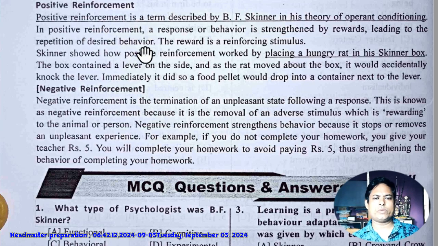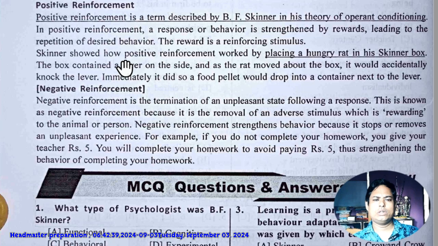Positive reinforcement. Positive reinforcement is a term described by B.F. Skinner in his theory of operant conditioning. In positive reinforcement, a response or behavior is strengthened by rewards, leading to the repetition of the desired behavior. The reward is the reinforcing stimulus.